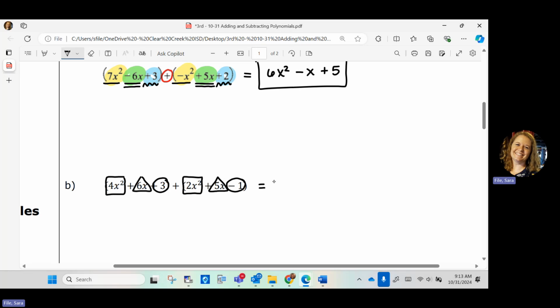So the x squareds would combine to 6x squared. The 6x and 5x, both positive, would be 11x. And then that was a positive 3 minus 1, so that'd be plus 2. So you don't have to rewrite them, stacking them, unless you want to. I prefer less writing, so I don't tend to do that unless it's subtraction.